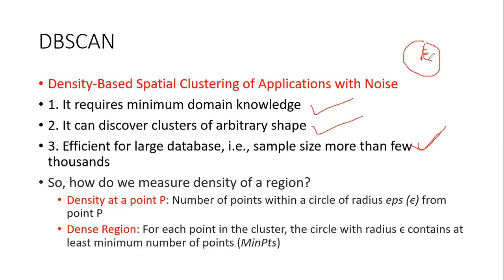For a dense region, I have to put some sort of threshold: how many points should there be in a circle? For that I will give this min points. So I have two parameters now: one is epsilon and the other is the minimum number of points. Now imagine what is happening. At each point I draw a circle of radius epsilon and determine how many points are in it. If this condition is satisfied, then for me that's a dense region. And all the points lying in that circle then become part of the same cluster. You understand what I'm saying? All the points in that circle will belong to the same cluster because I'm trying to discover dense regions.